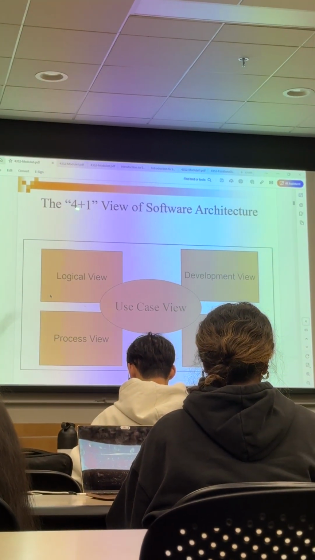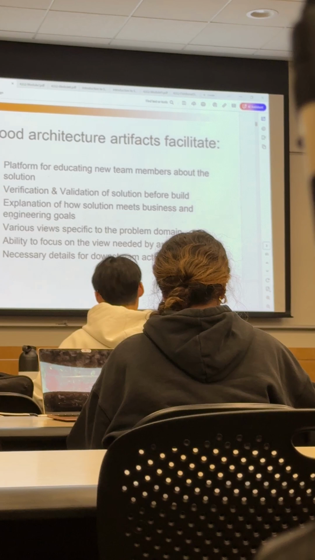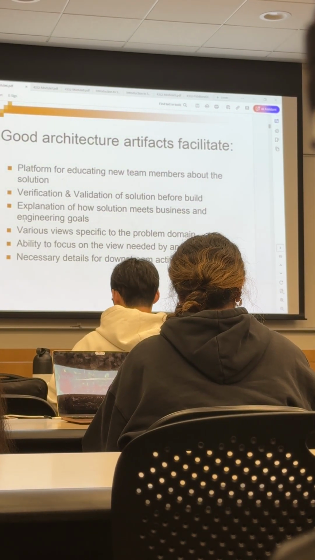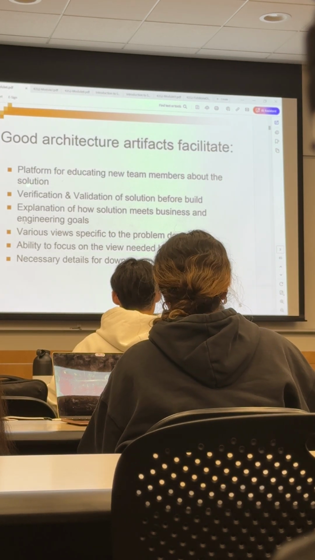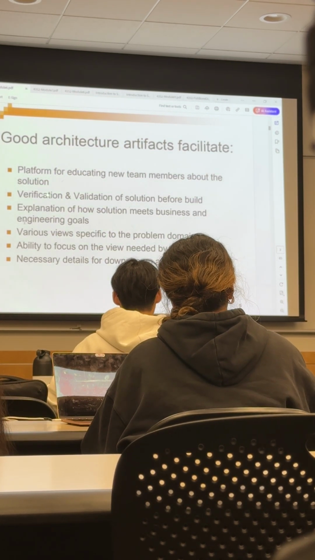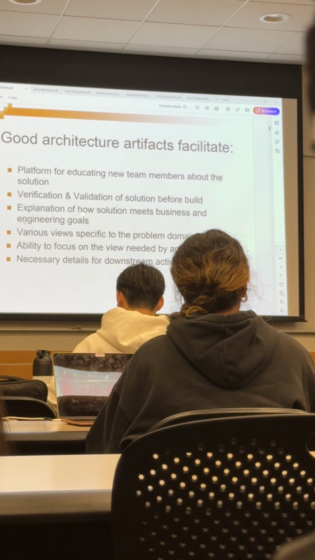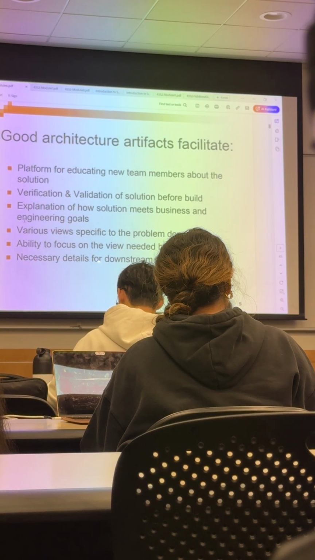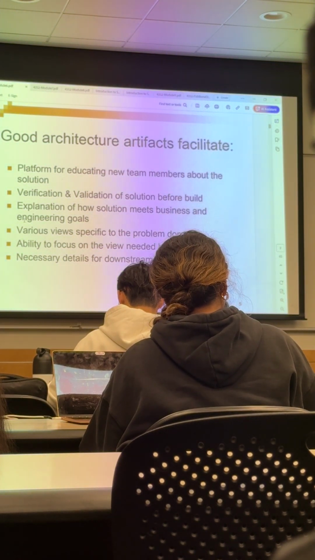We started with the 4+1 view of software architecture and also understanding what good architecture artifacts facilitate, right? So this is how you can communicate with the new members. You can communicate with stakeholders. You can verify and validate your solutions. You can explain the solution to stakeholders, and it is also used for implementation. So there are several uses for architecture artifacts.